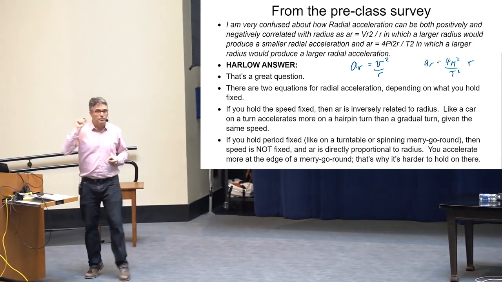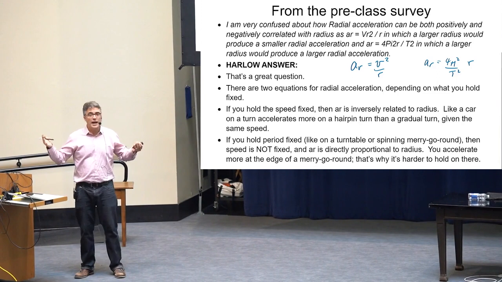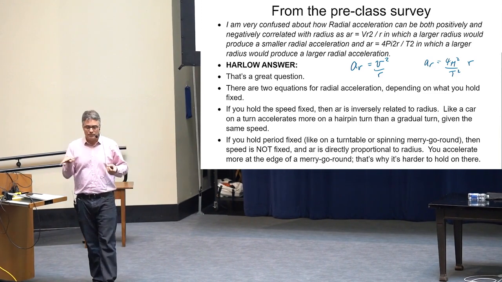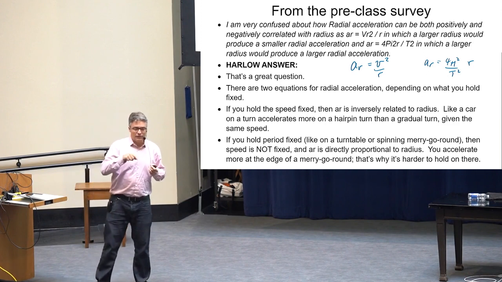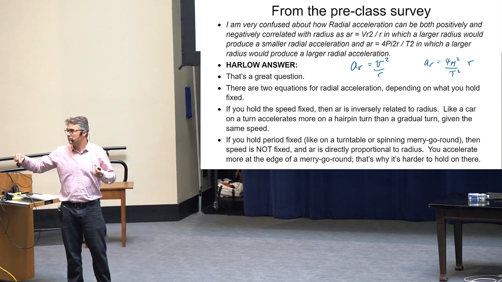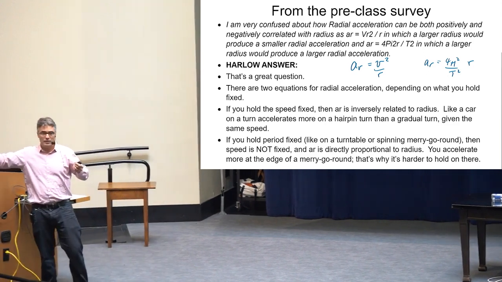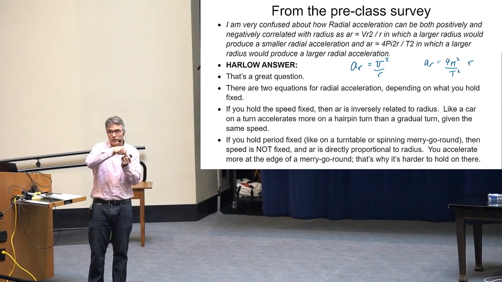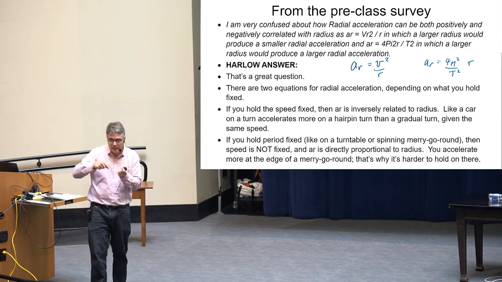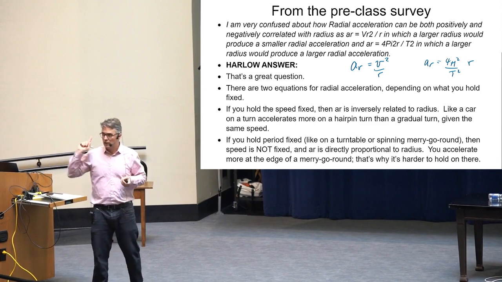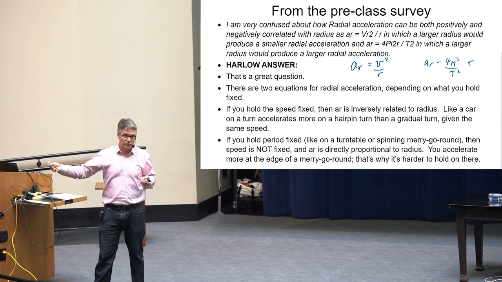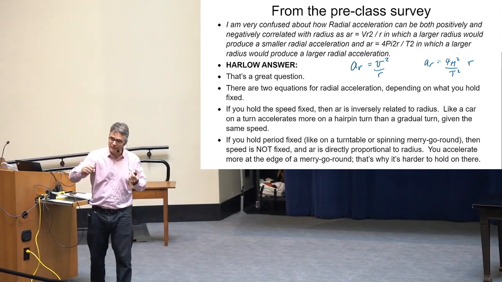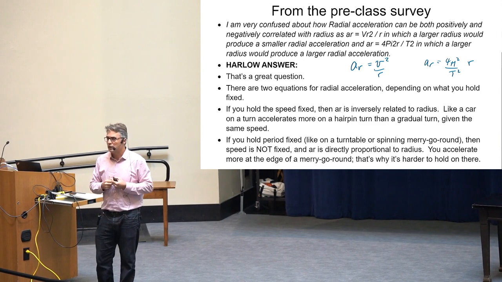Or if you hold the period fixed, such as if you're on a merry-go-round or a little turntable, your speed now is not fixed. People at the edge of the merry-go-round are going a lot faster, and someone who's right at the center will be going no speed at all, right? v is 0 at the center. So in this case, your acceleration is greater as you increase r. So the kids at the outside of the merry-go-round have to hang on the most to stay on there.